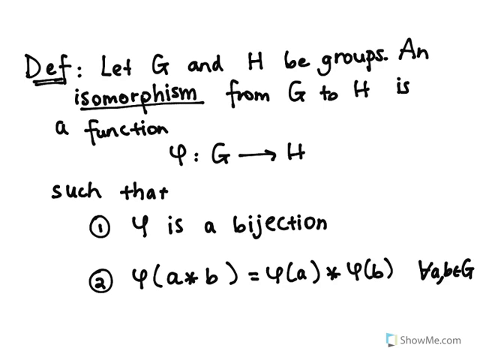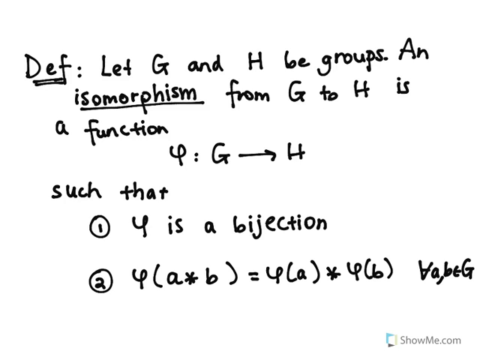And thing two is where the group theory comes in. I want it to be the case that phi of a star b is equal to phi of a star phi of b for any elements a and b in the domain G of phi.